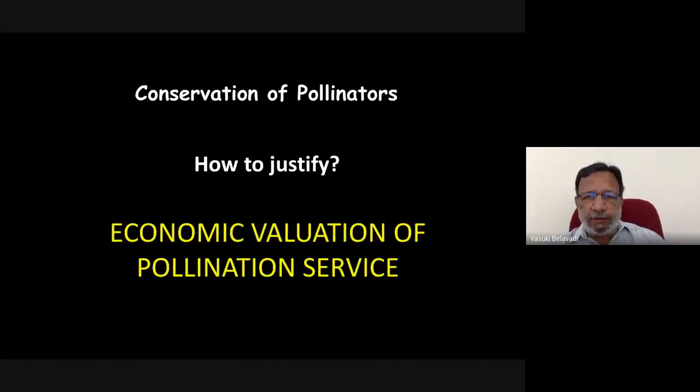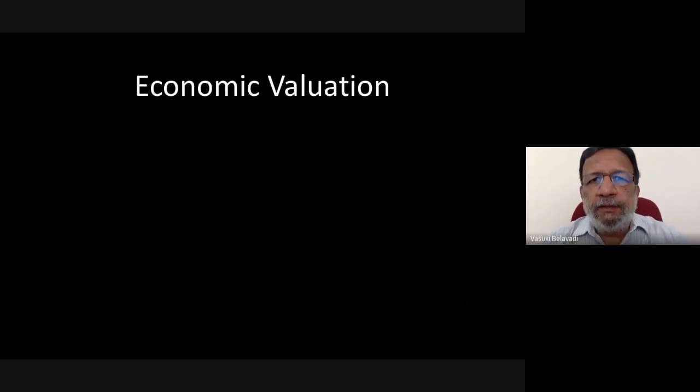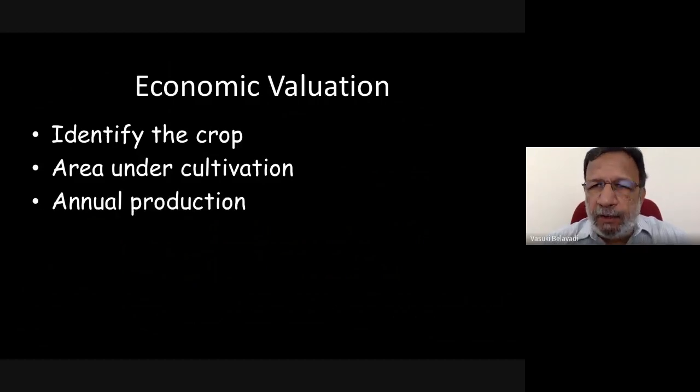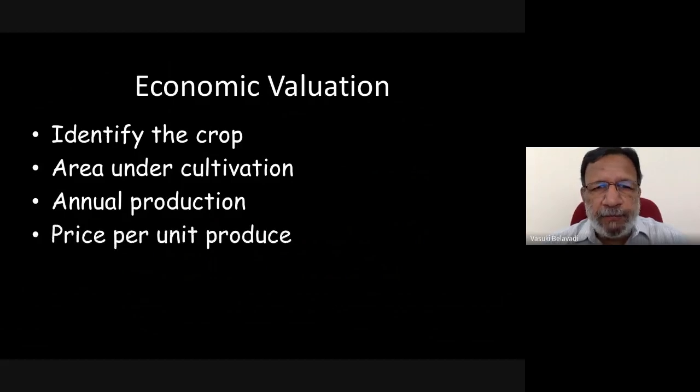So that is the next question. For that, we have to do what is called an economic valuation of pollination service. So how is this done? We have to identify the crop, and we need to know the total area under cultivation, and the annual production, the total production in the area, if you are considering a state or a particular area or the complete country, and what is the price per unit produce? What is the price that we are getting for unit produce?